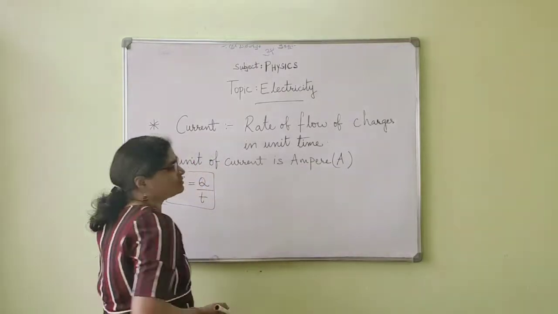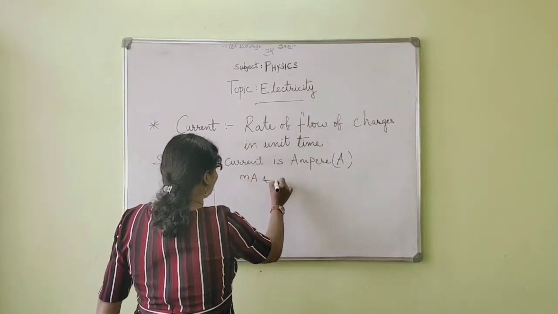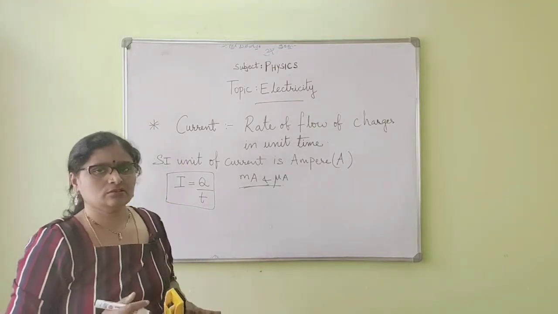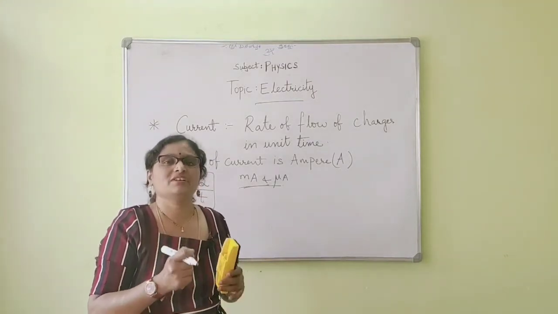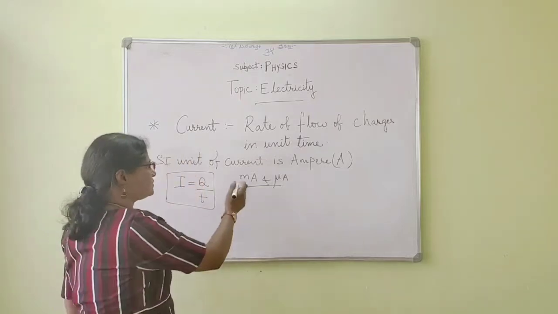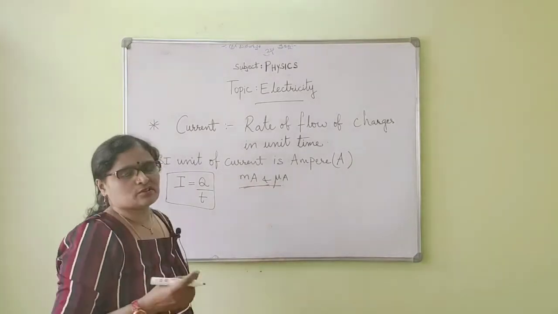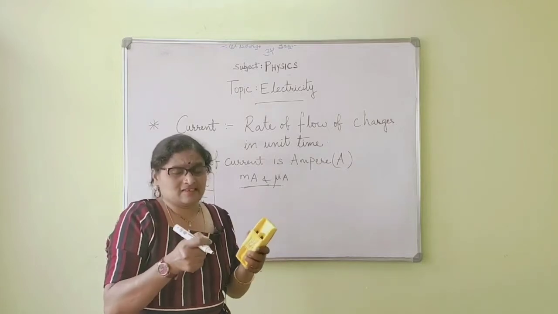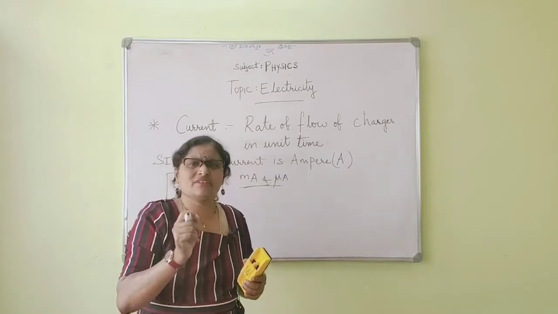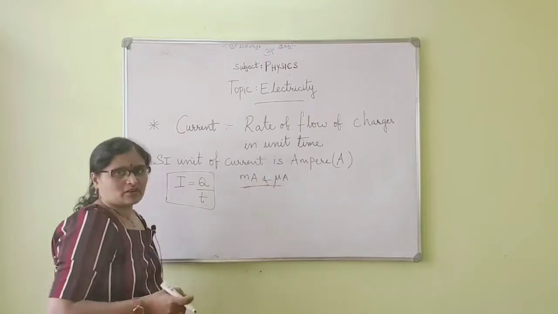The SI unit of current is ampere, and we have smaller units of current, that is milliampere and microampere. These are the smaller units of current. To measure weak currents, or a very small amount of current, when we are working in the laboratory, we use smaller units of current, that is milliampere and microampere. We can take an example of measuring distance. The SI unit of distance is meter, but the smaller units are centimeter and millimeter for measuring very small distances. Similarly, for current we have smaller units, milliampere and microampere.